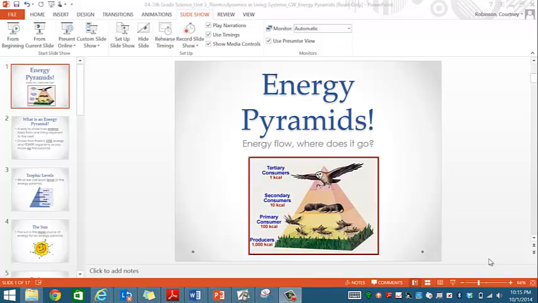Hey Kipsters, today we're going to talk about energy pyramids. We've already talked about food chains and food webs and how energy is passed from one organism to another. Today we're going to look at how energy is transferred through what scientists call energy pyramids.